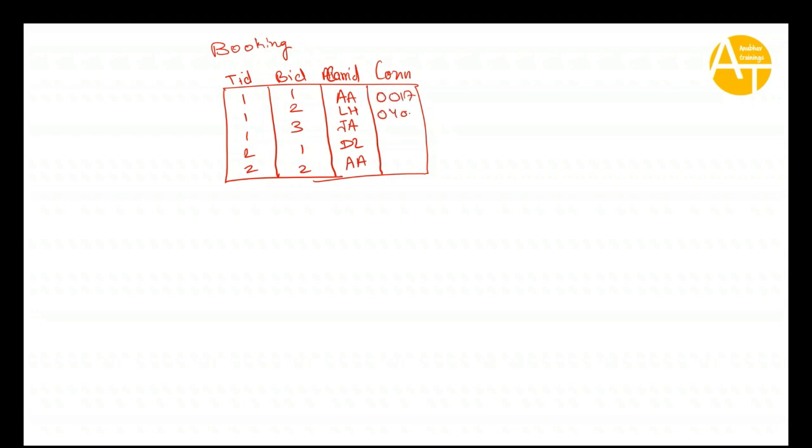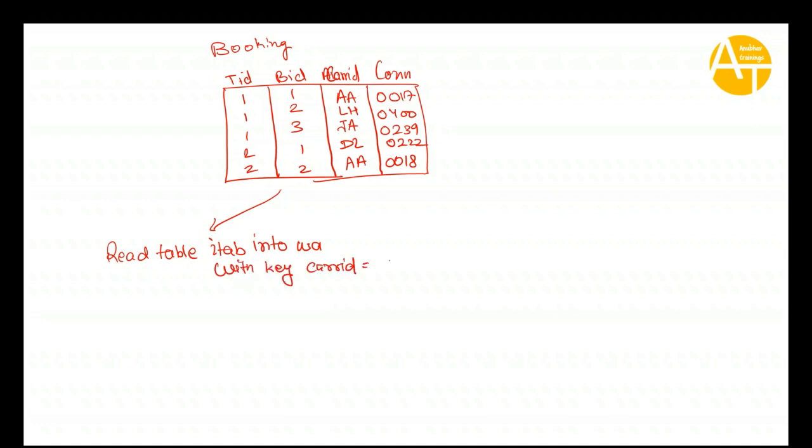0017, 0400, 0239, 0222, and 0018. Now, I want to read one of the records of this table based on maybe, let's say, the travel ID. So what I do traditionally in ABAP, I say read table internal table into a work area with key, and I will pass, let's say, carrier ID equals 1.